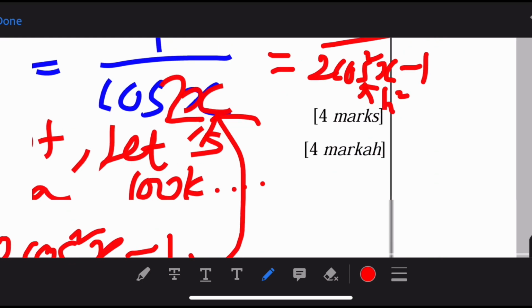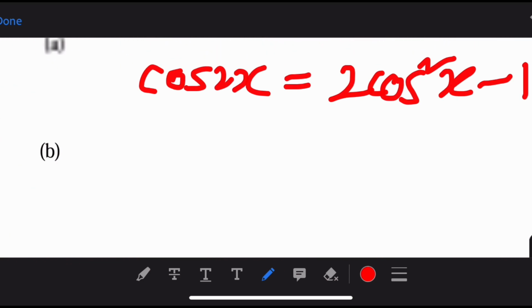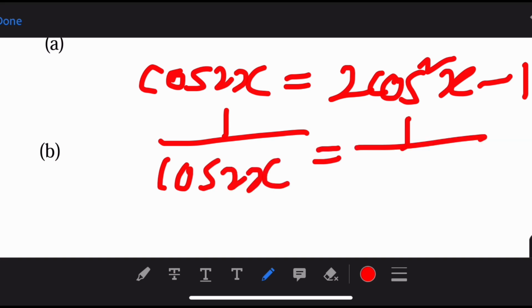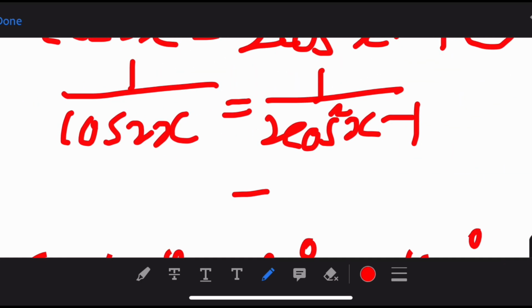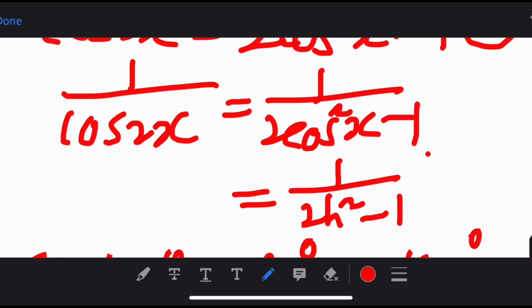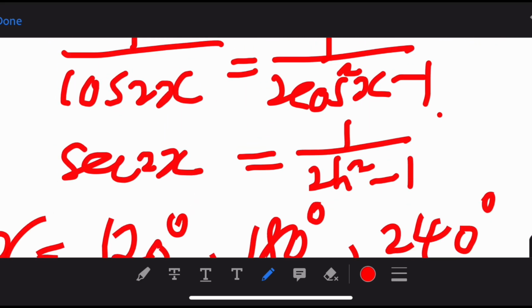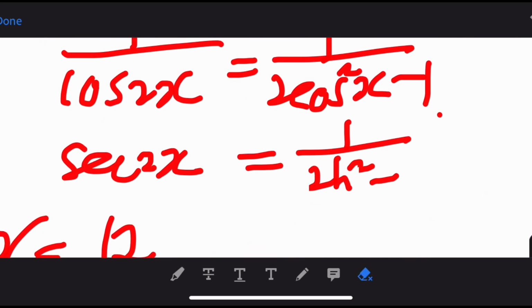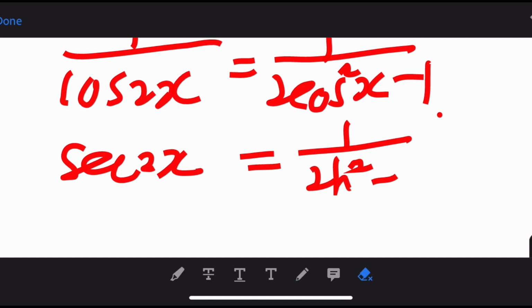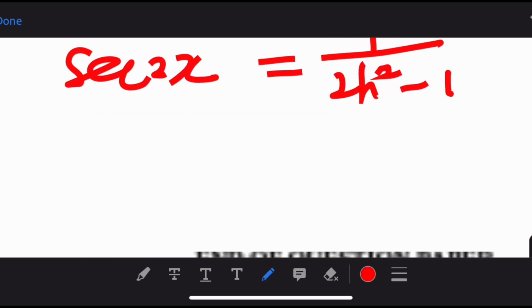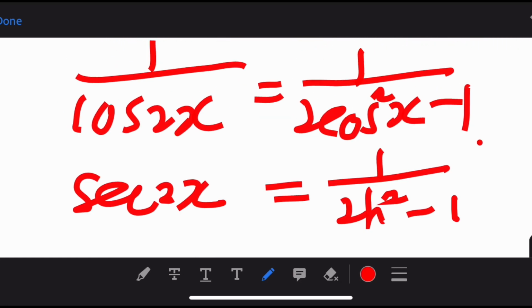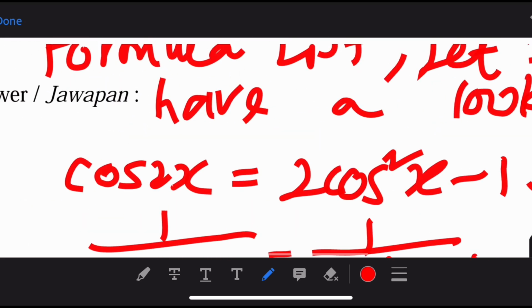So your answer should be in terms of h, this is the so-called trigonometric function. Your answer must have h with a number. So I will write 1 over 2h squared minus 1. That's all. You just leave it like that. That is your answer for the trigo function. You don't solve it, you just leave it like that, 1 over 2h squared minus 1. This is the answer for secant 2x in terms of h.